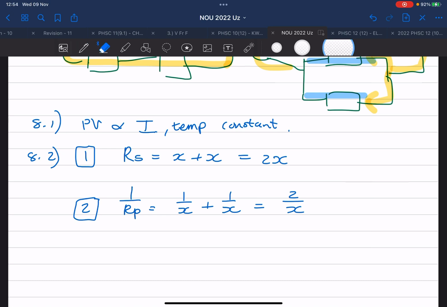Goed, so jy het 2 over x, but remember, onthou, jy kan nie dit op 1 oor R parallel hou nie. You have to swap it around. You have to show R parallel is x over 2. Okay, now they ask, show that the total external volts in circuit 1 is twice that as in circuit 2.